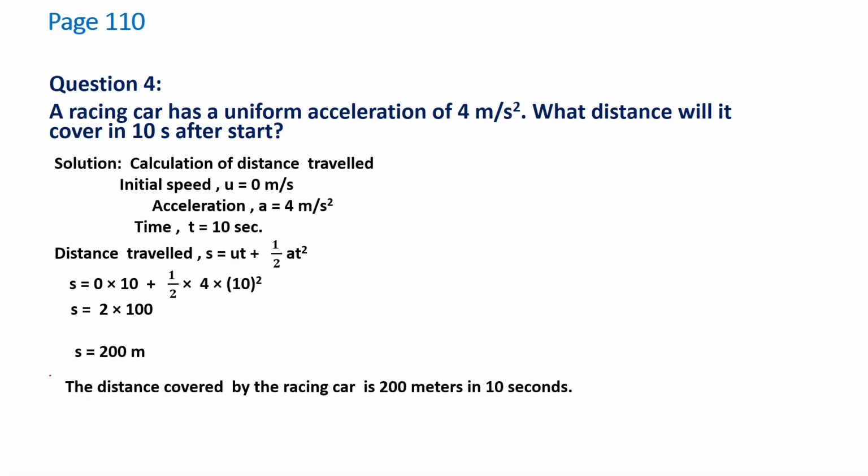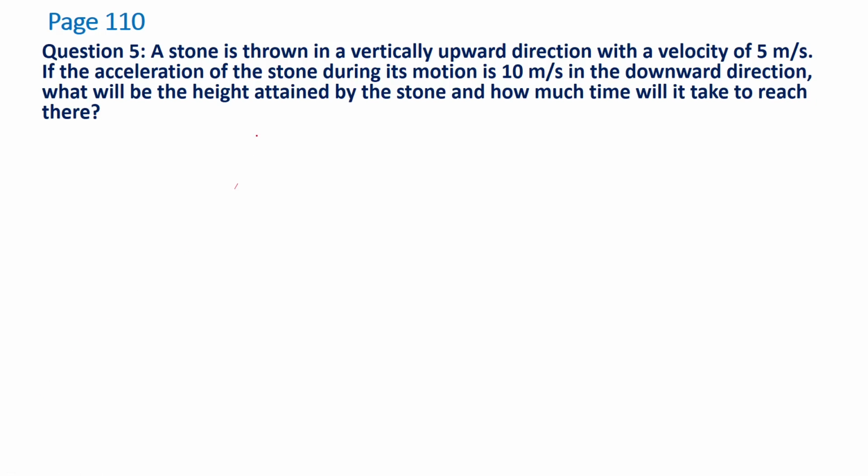Here is the solution. Let's move to the next question. A stone is thrown vertically upward with velocity 5 meter per second. The acceleration of the stone during its motion is 10 meter per second squared in the downward direction. What will be the height attained by the stone and how much time will it take to reach there?